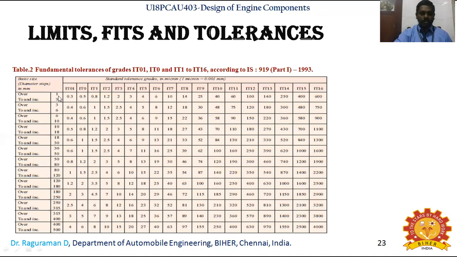The diameter steps are over 1 mm to 3 mm, 3 mm to 6 mm, like that, and it goes up to 500 mm. Up to 500 mm, you will have IT grades 01 up to IT16. That is specified in the Indian standard system. From this you will have the IT grade value, so from this you can take a value. What is the i value? That is the standard tolerance unit value. And also you can make use of the empirical relation formula for identification from the diameter.